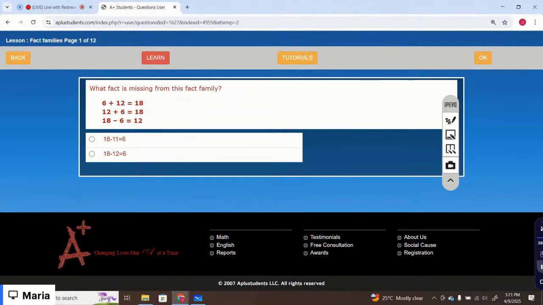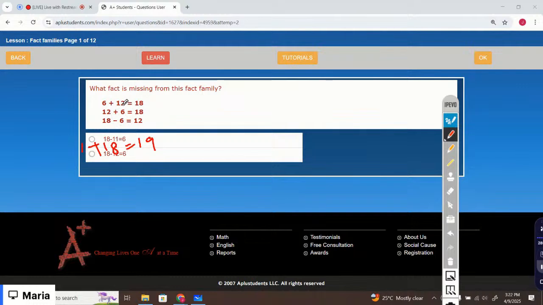So what fact is missing in this fact family? Okay, so we are given two of the addition facts and one subtraction fact. That means the second subtraction fact is missing. So the second subtraction fact is, you need to swap these two numbers, that is 18 take away 12 is 6. Option number 2 is the correct option, that is 18 take away 12 is 6.